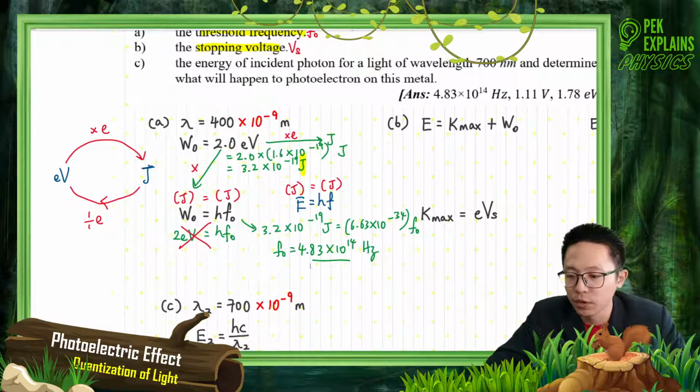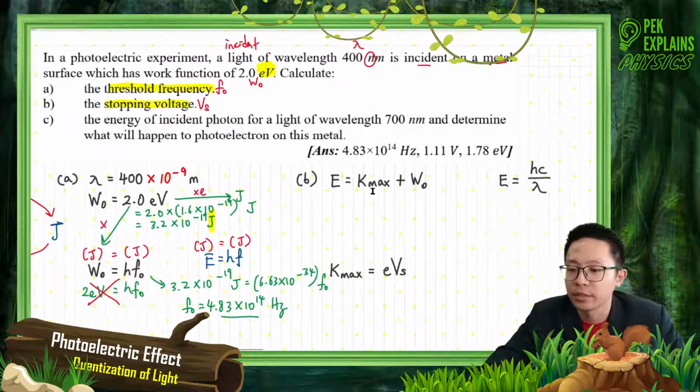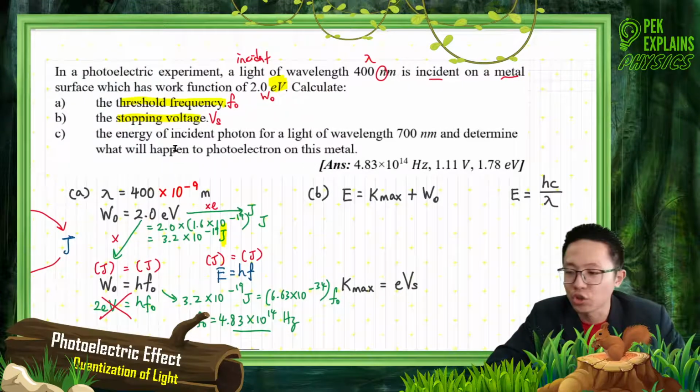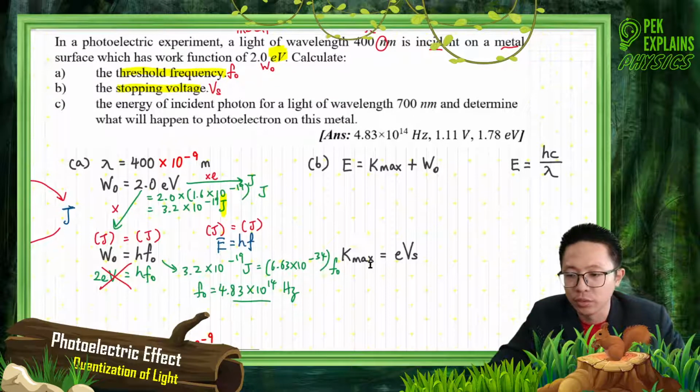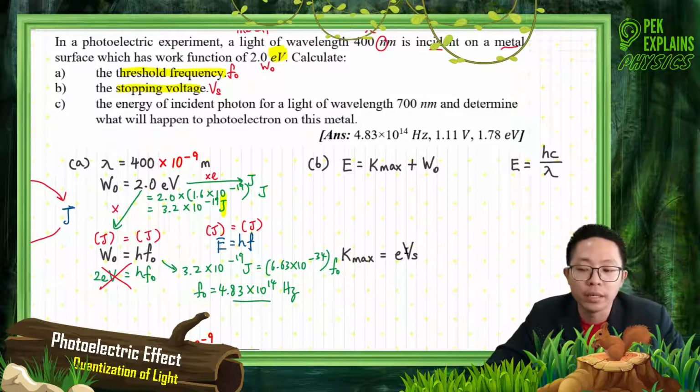Now let's move on to the next question, B. Find the stopping voltage now. How to find the stopping voltage? Stopping voltage is actually related to the Kmax. Kmax equal to eVs. So stopping voltage is related to the maximum kinetic energy, because we need the stopping voltage to stop the kinetic energy of the ejected electron.